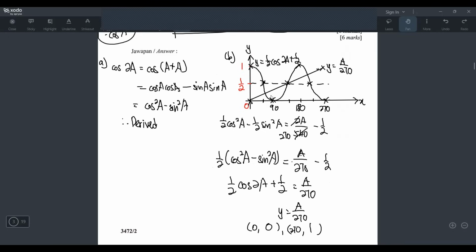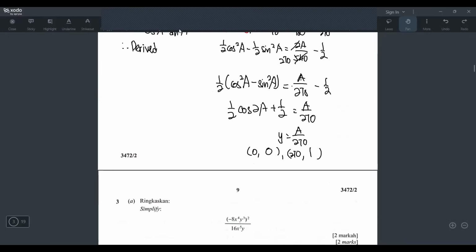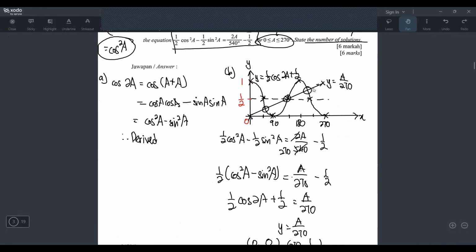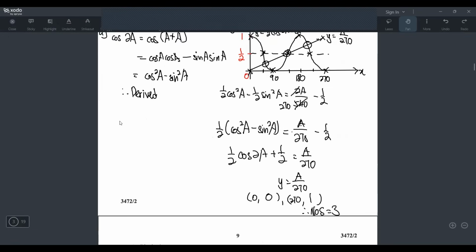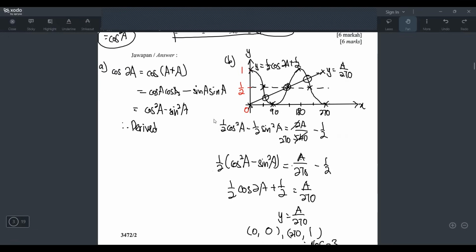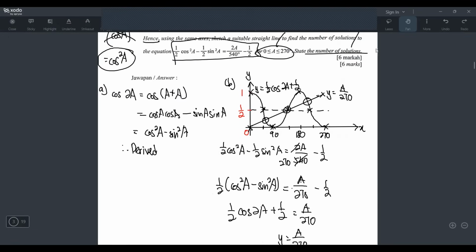So we have 1 intersection point, 2, 3. So definitely the NOS, meaning number of solutions, is 3. They never ask you to find the coordinates of the intersection points. You don't have to draw dotted lines and read the x coordinate, no need. They just want the number of solutions only. It means how many intersection points? 3. You don't have to find out the exact coordinates, the exact solutions, no need, just how many. So how many? 3. So that's the answer.